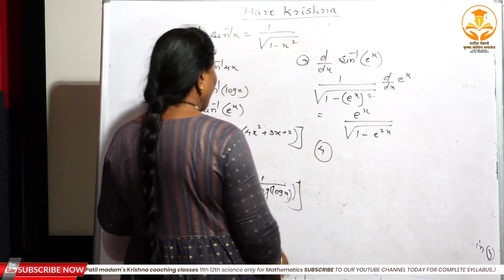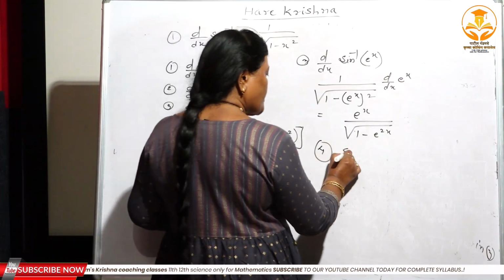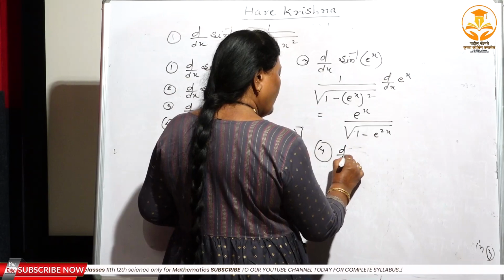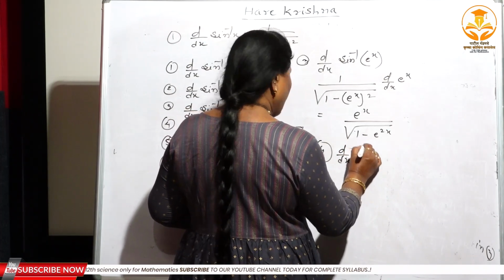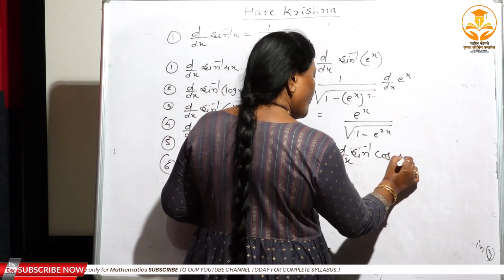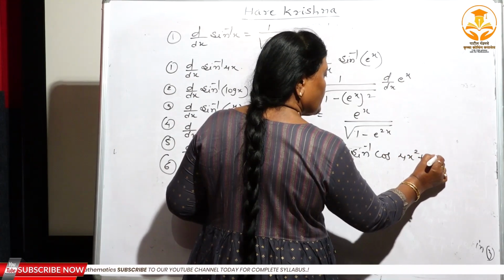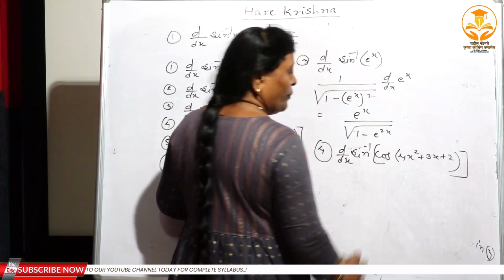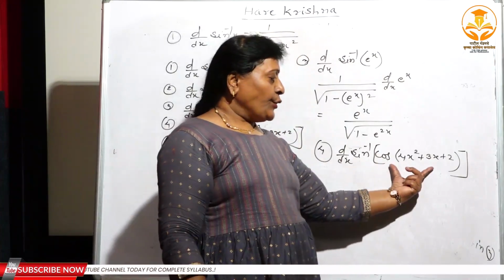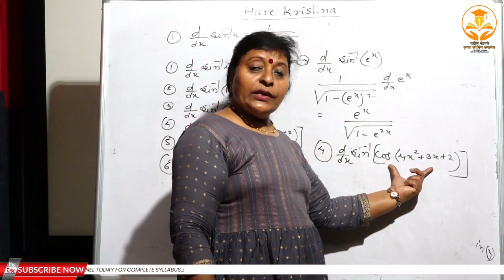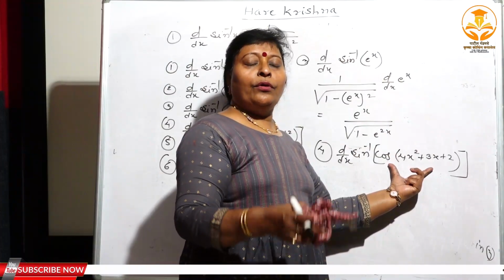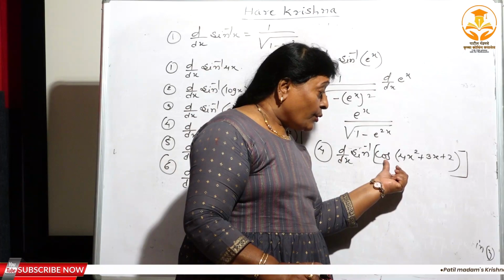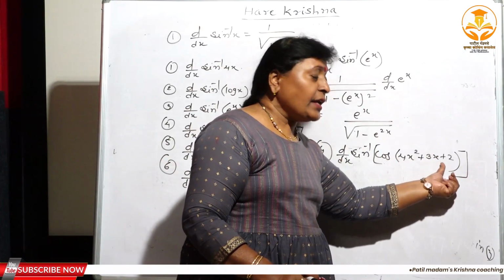Now, the fourth one. See, there is a sine inverse, d/dx of sine inverse cos of 4x square plus 3x plus 2. Right? Now see here, be careful. If you substitute u, then what is the derivative of sine inverse u? 1 upon root of 1 minus u square. Means u, what is u? Cos of 4x square plus 3x plus 2.